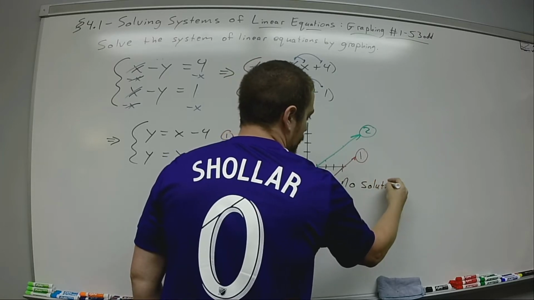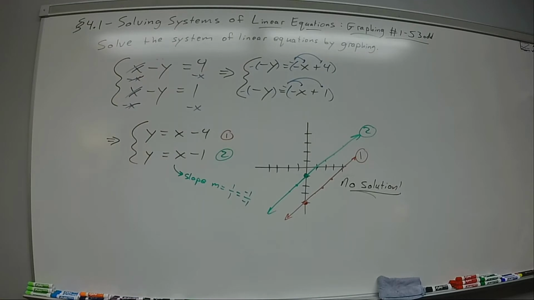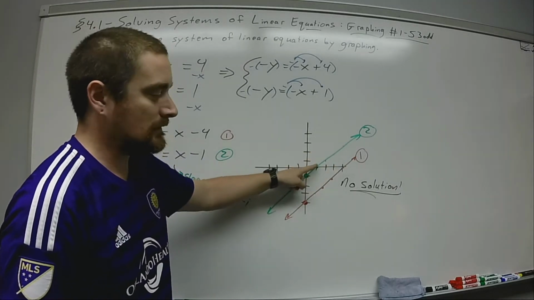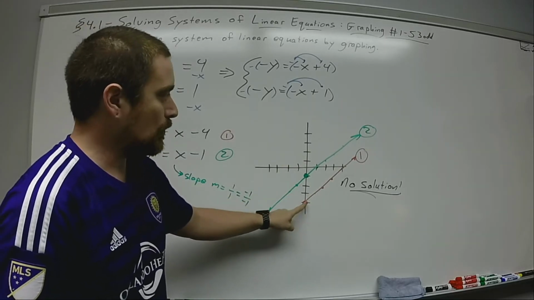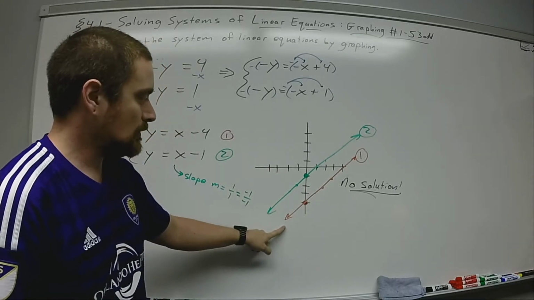Can't find a point where they intersect. No matter what x, y ordered pair I pick on the green line, there's no way it's touching the red line and solving the red line. Vice versa, no matter what ordered pair I pick on the red line, it will never touch the green line, so it won't solve the green line.